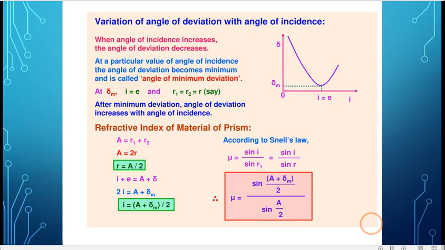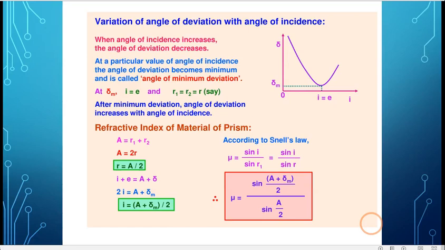So A will become R plus R, that is 2R. So value of R will be A by 2. Now I plus E is equal to A plus delta. Here we considered I is equal to E. So in place of I plus E, we use I plus I is equal to A plus delta, here it is the angle of minimum deviation. So in place of delta we are using delta m. So 2I is equal to A plus delta m. I will become A plus delta m divided by 2.